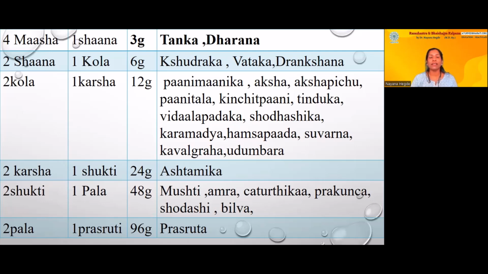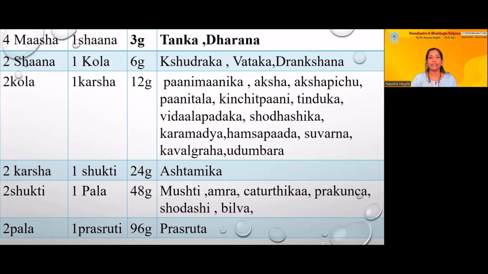The metric equivalent is 3 gram. Synonyms are tanka and dharana. The shana, tanka or dharana is a touchstone which is used to test the genuineness of metals. Next, 2 shana is equivalent to 1 kola. The metric equivalent is 6 gram. Synonyms are shudraka, vataka, drangshana.